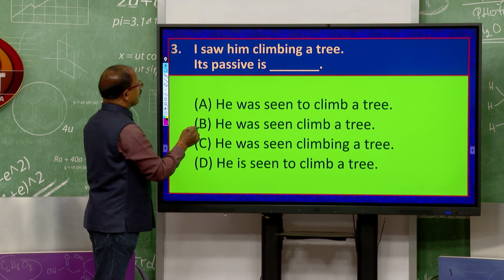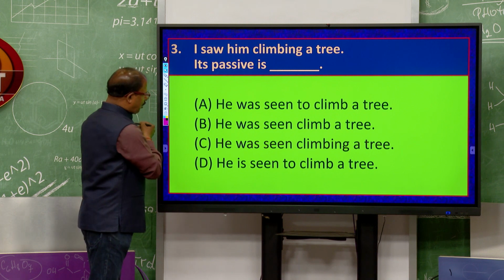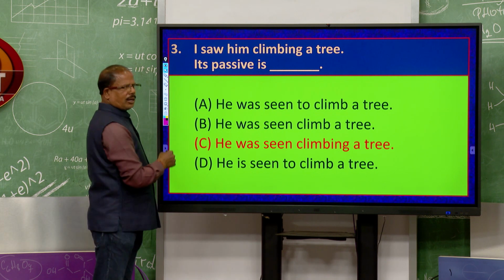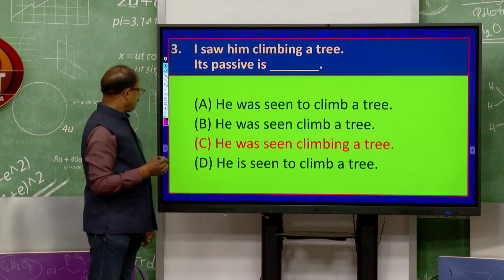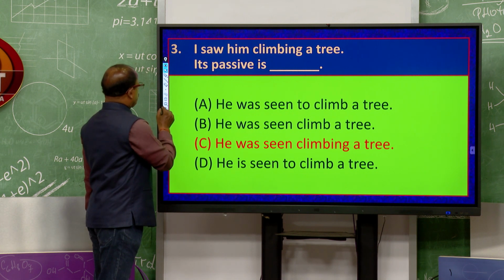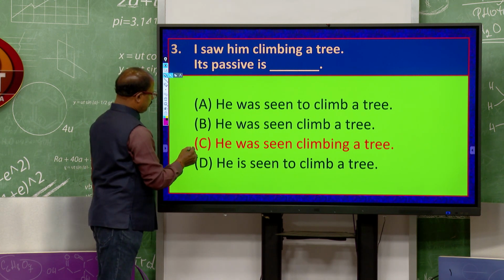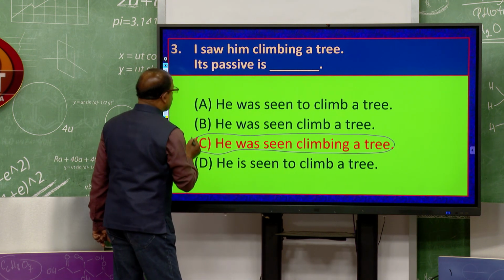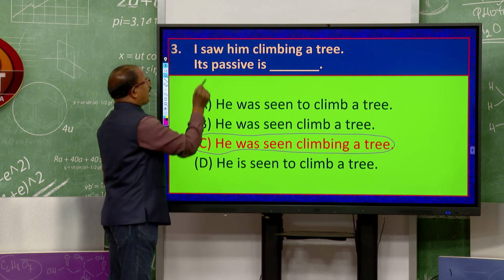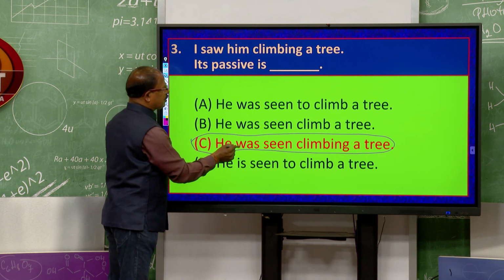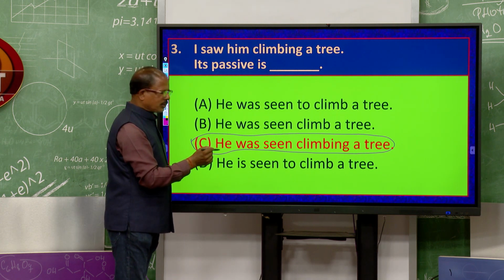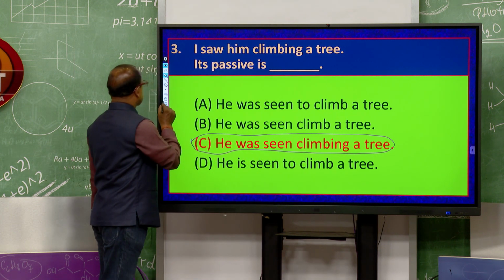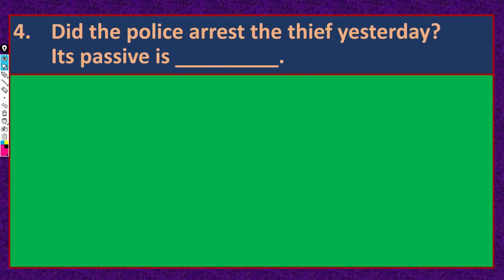So, he was seen, then you see the right answer, he was seen climbing a tree, right. So, the right answer is he was seen climbing a tree, right. This is the correct answer, option C. Once again I repeat, I saw, this is past simple, and the past simple passive form is was seen, right. So, he was seen, and the rest part is added here, climbing a tree, right. So, let us go to the next question, question 4.